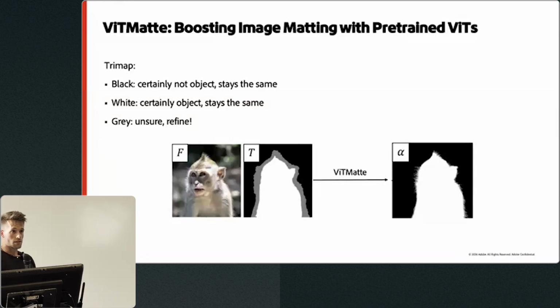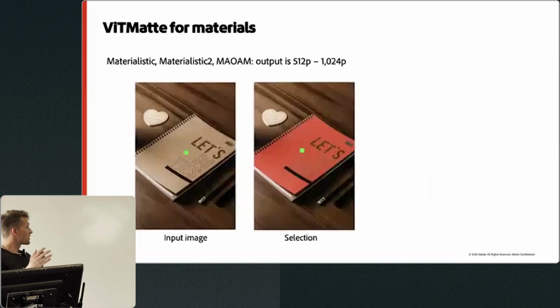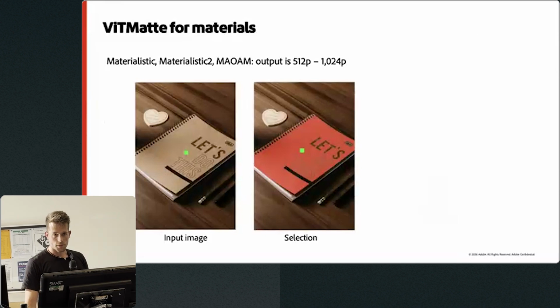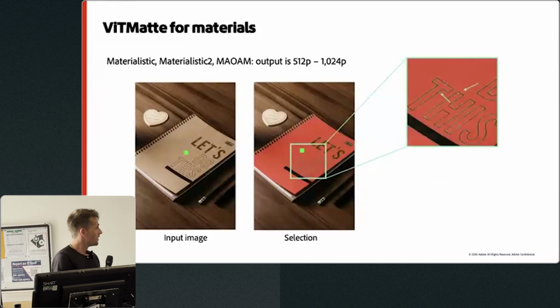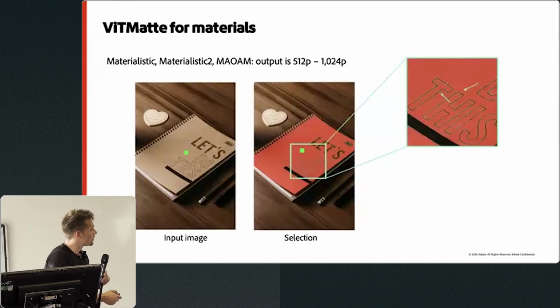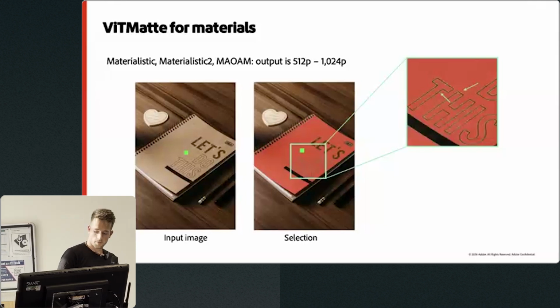Now, why am I talking about this? Because all the selection models I've been showing you previously run at a relatively low resolution. Like the SAM-based models run at 256, and then the mask gets upscaled to 1024, and MAUAM runs at 512, and then gets upscaled to 1024. Now, if you have an 8K image and you give a 1024 mask and upscale that, you will get horrible artifacts. It looks all right here, but if you zoom in, you can see where the little errors are. This is just not good enough, right, for a professional level.